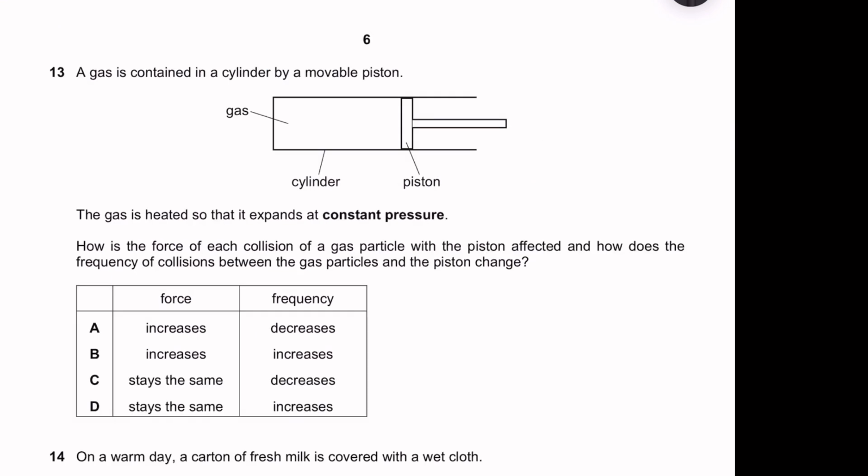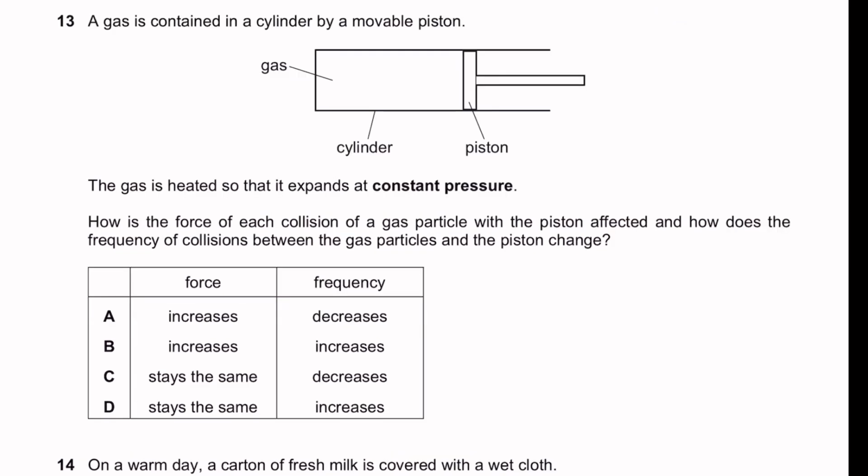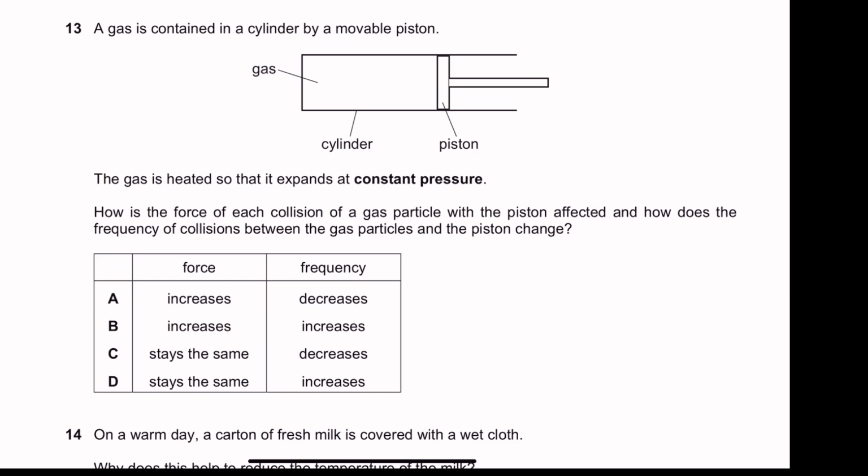A gas is contained in a cylinder by a movable piston. The gas is heated so it expands at constant pressure. How is the force of each collision of a gas particle with the piston affected, and how does the frequency of collision between the gas particles and piston change? As the particles are heated, they will have more collisions and move with much greater force, so they will apply more force. So your force will increase, so you can cancel out C and D. But as it expands, your area will increase, so your frequency will decrease, so it will be A.